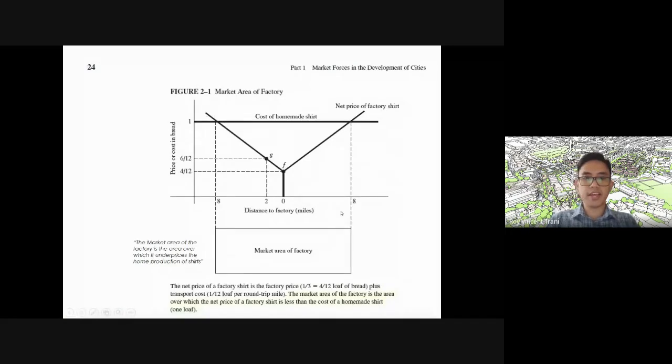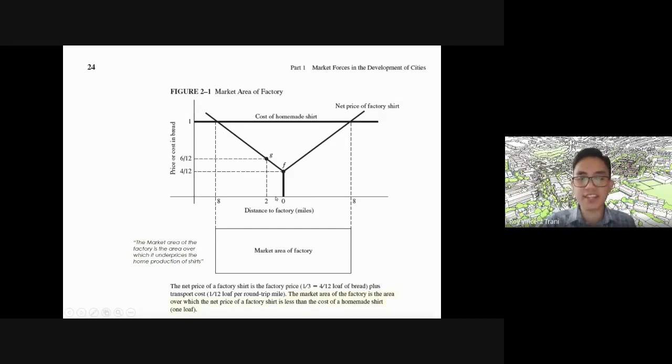So what is a market area? A market area is the distance or the area that, let's say, a factory or a business is gaining profit from. So the market area of the factory is the area over which it underprices the home production of shirts. So the example is t-shirts again.